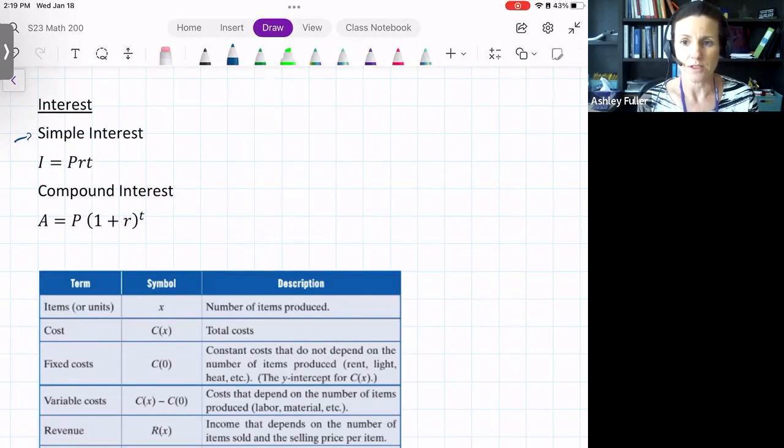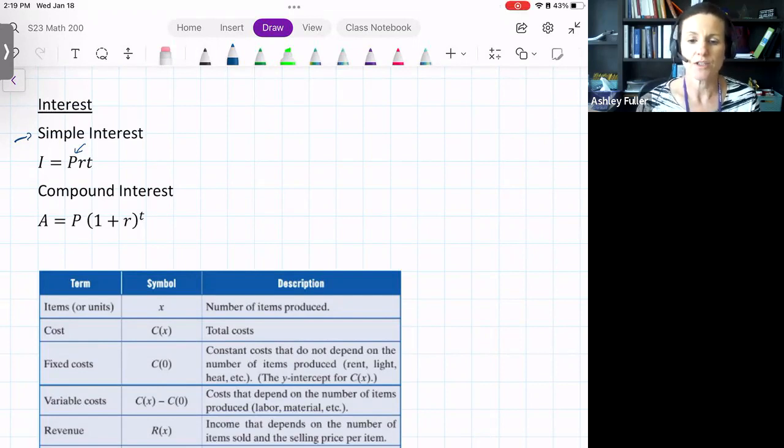In simple interest, you only earn or pay interest on the principal, represented here by P, or the initial amount. With compound interest, you earn or owe interest on the principal plus the interest on the amount of interest you earn from the previous compounding period. More will be explained as we look at the formulas. Here are the two formulas for simple and compound interest.